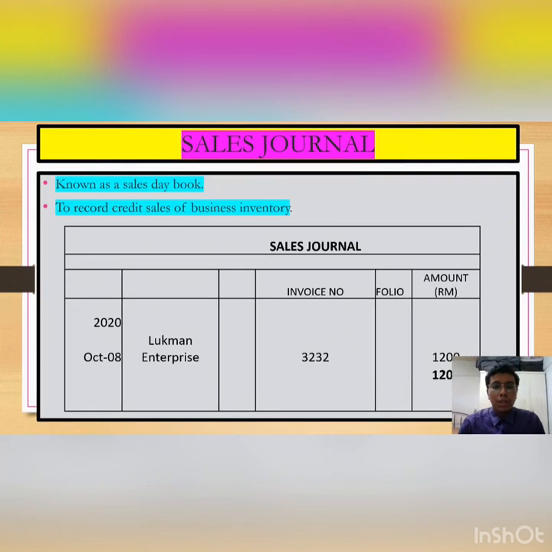So from the invoice of sales, we need to record it into the book of prime entry, which is the sales journal. Sales journal is known as a sales daybook. The function is to record the credit sales of the business inventory only. So this is how it looks like for the sales journal. It has the date of the transaction, the customer name, the invoice number, and the total amount that needs to be paid.